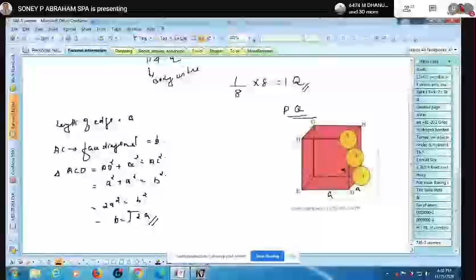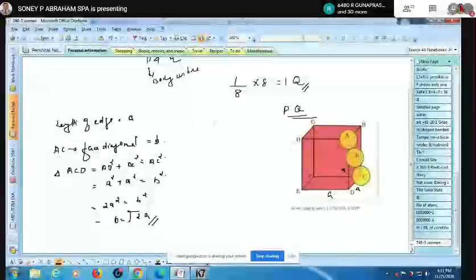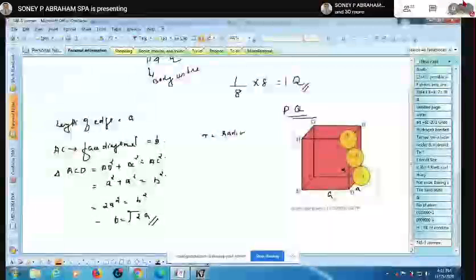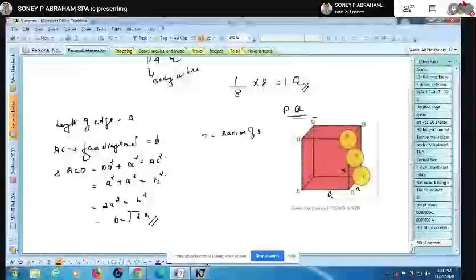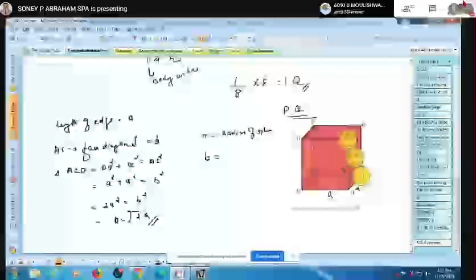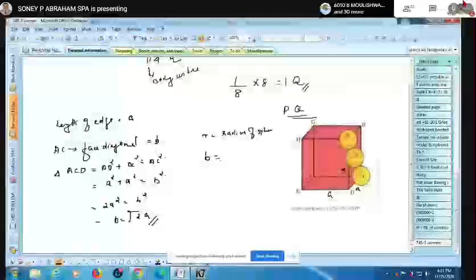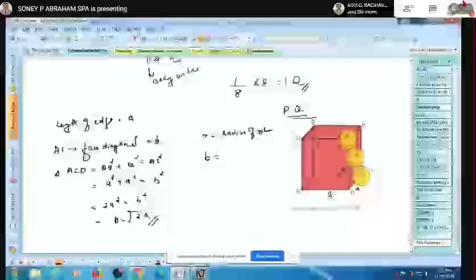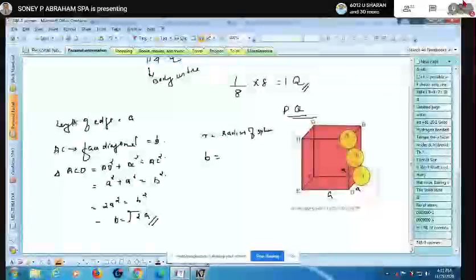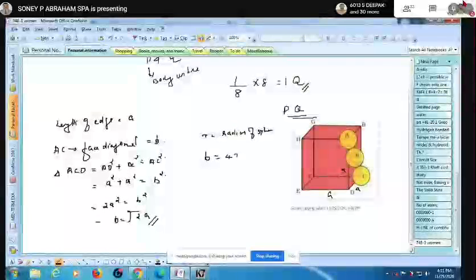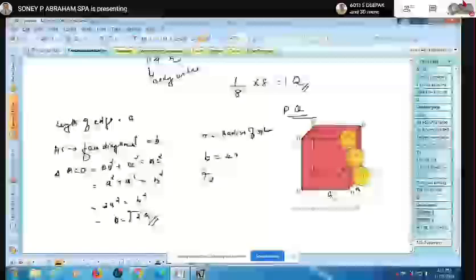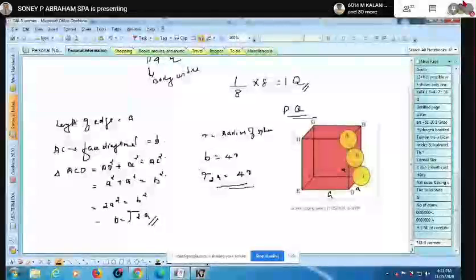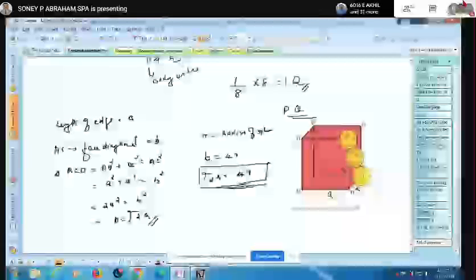Now let R, small letter R, be the radius of the atom, the radius of the sphere. And what will be B in terms of R? It is 4R. One diameter is present here, and a radius here, and here also a radius. So B will be equal to 4R. So root 2A is equal to 4R. This relationship you have to keep in mind.